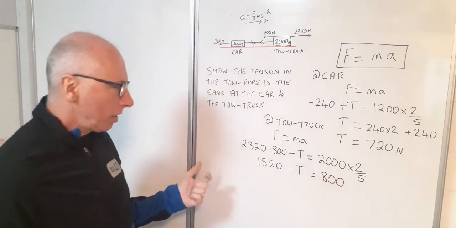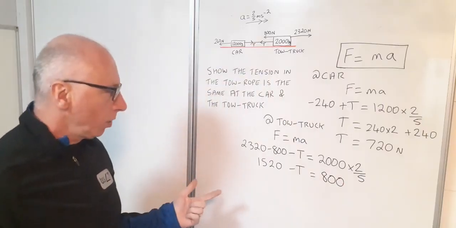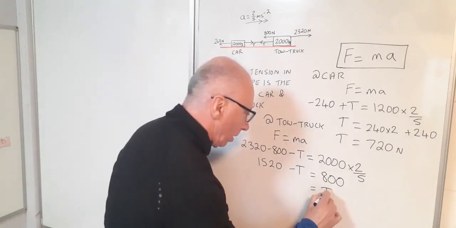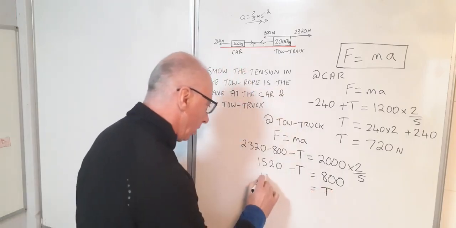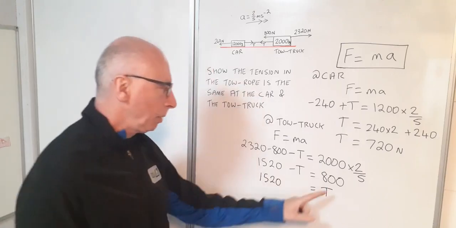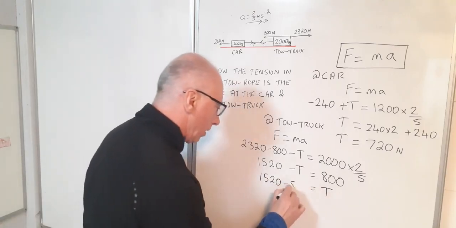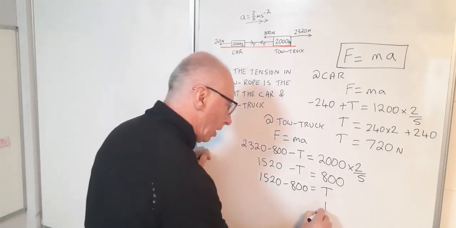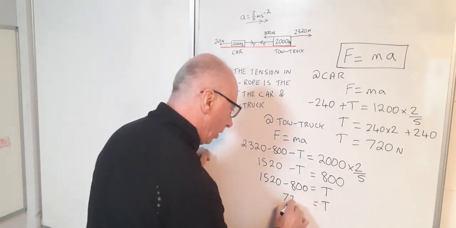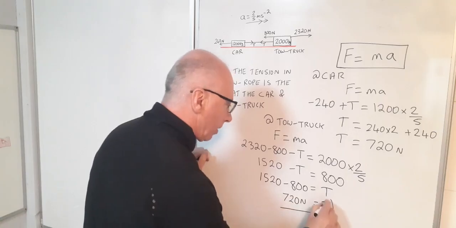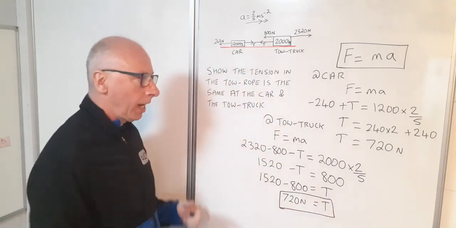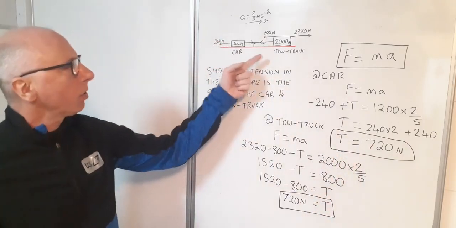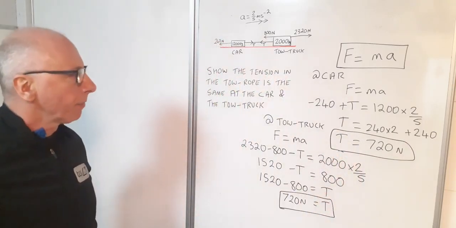Okay, now let's move this around and get our solution for T. So if we put T over here, it becomes positive. And we keep the 1520 and bring the 800 onto this side. And then we'll see that our tension at the tow truck is also 720 newtons, as expected. Okay, so we've shown there now that the tension in the tow rope at both vehicles is the same.